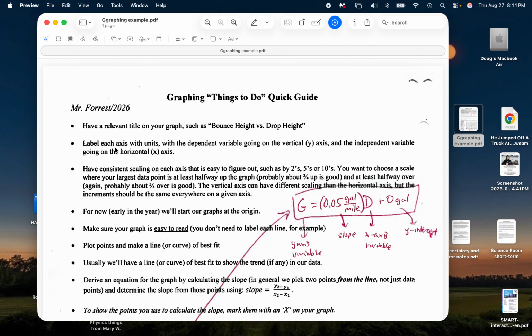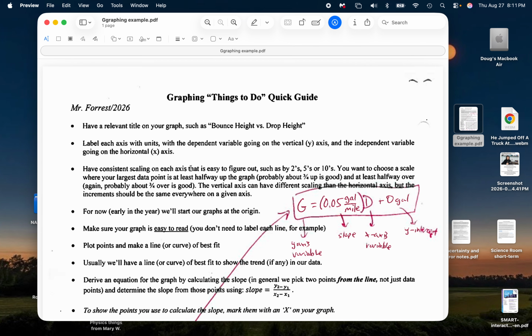So with the dependent variable going on the vertical or y-axis, the independent variable going on the horizontal or x-axis. Sometimes that's a little tough to know. It's easiest, I think, to think about what depends on the other thing. So in other words, when you decide to change something, that is your independent variable. So that tends to be on the x-axis. And what responds to that, or what changes because of your actions, tends to be the dependent variable on the y-axis.